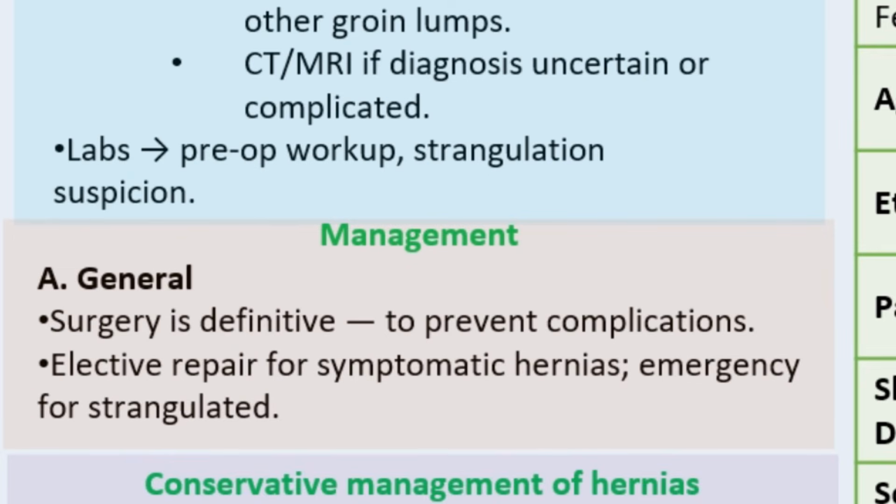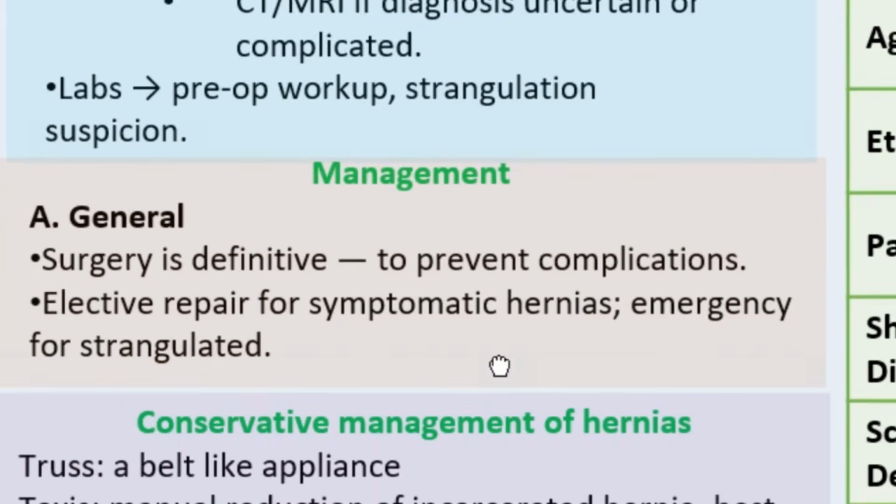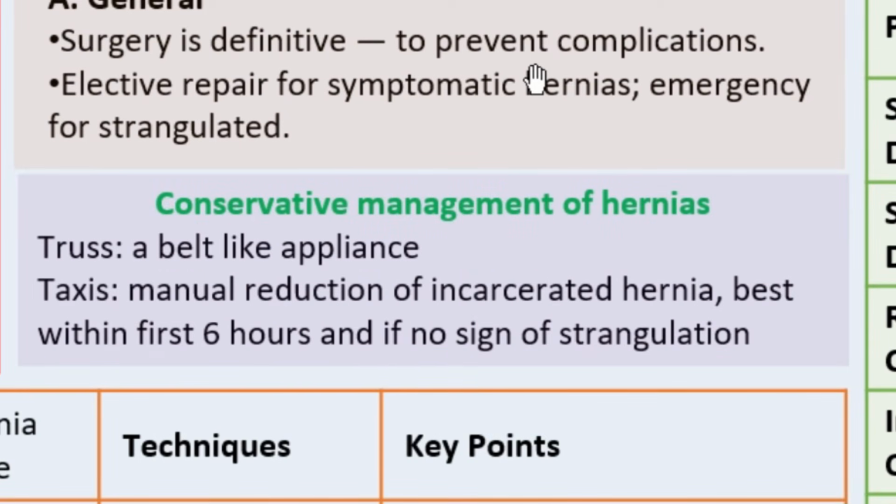For the management, surgery is always the definitive management, and it can be an elective repair for symptomatic hernias, and if it is strangulated, it's going to be an emergency surgery. Then the conservative management can include things like a truss, whereby belt-like appliances are applied to apply pressure at the point of exit of the hernia. But these are associated with very many problems like ischemia at the pressure points along the pelvis.